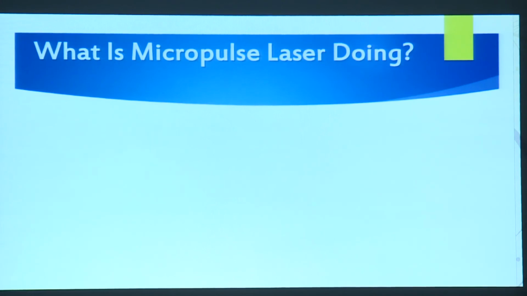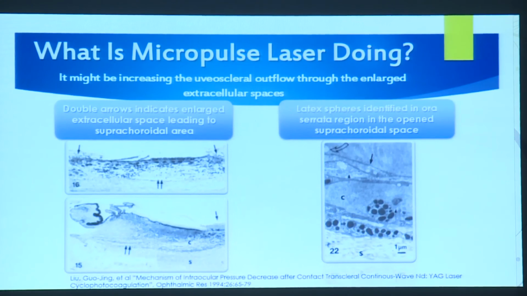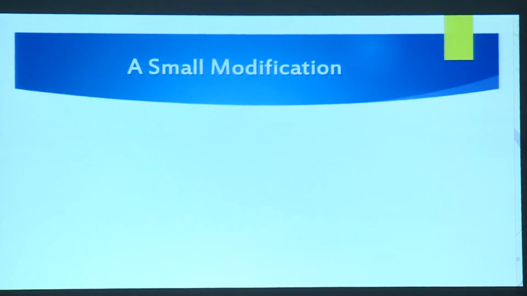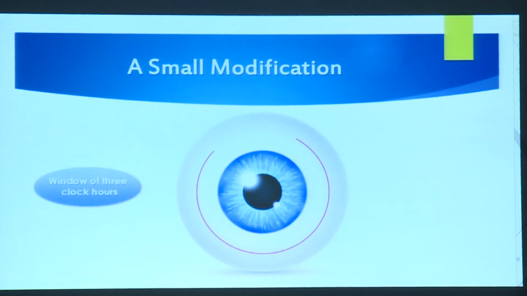What it does, time does not permit me, but ma'am beautifully expressed in her talk that it enhances the uveoscleral outflow facility, and this has been proven in some histopathological studies. What I do is a small modification, giving the best of respect to the gold standard procedure of trabeculectomy: when we do this micropulse laser at our center, we keep a window of 3 clock hours, because we have no published data on what amount of scarring this laser is going to give. So even still, if we need a trabeculectomy, we have a window to do that.